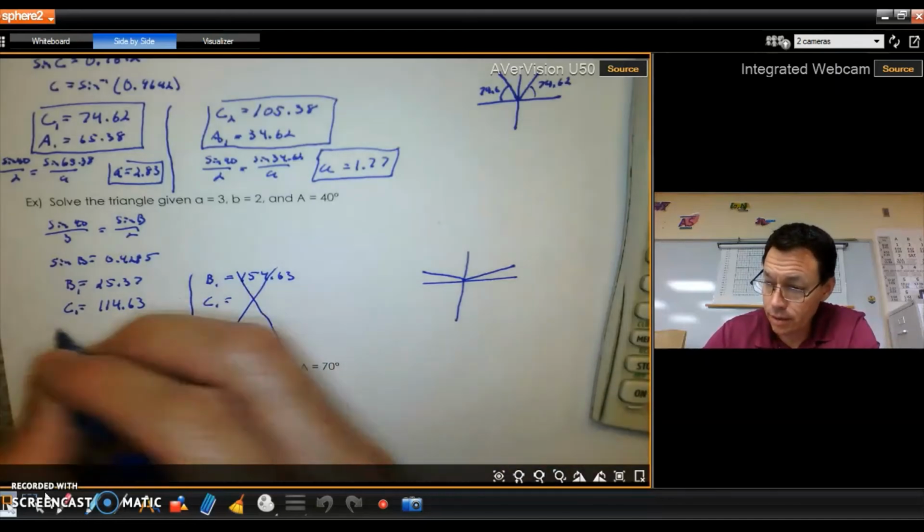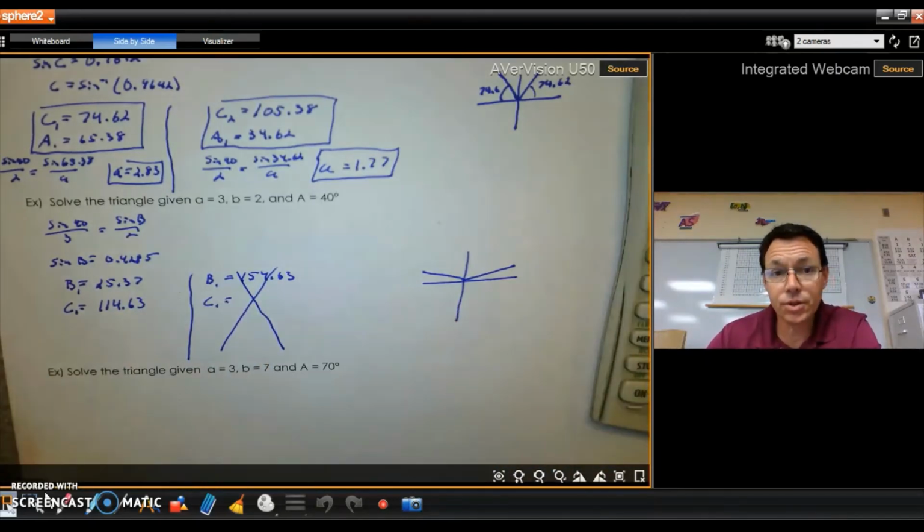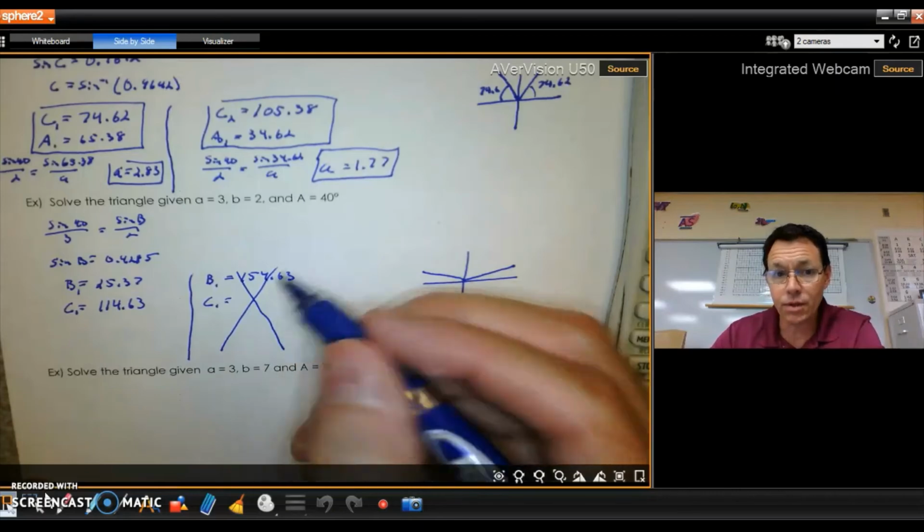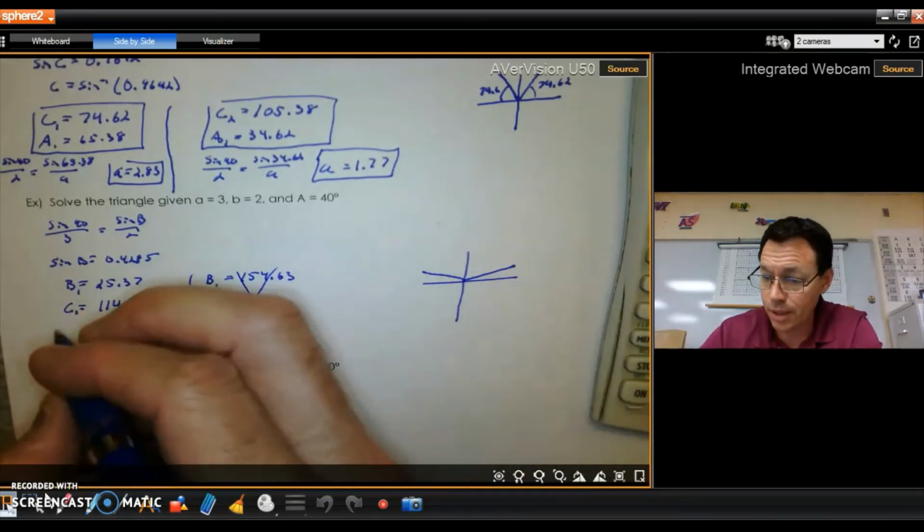Okay, and you won't know that until you have to look for it. You have to assume there's a second triangle, and then when you find that these angles go over 180, then you go, oh, okay, there's not a second triangle. We don't have to worry about it.